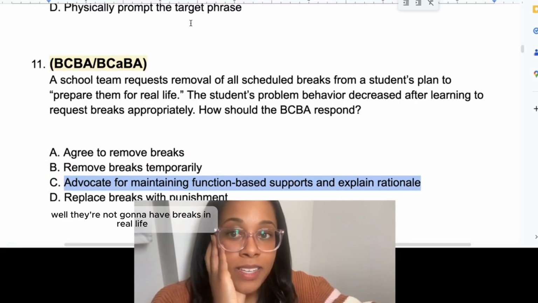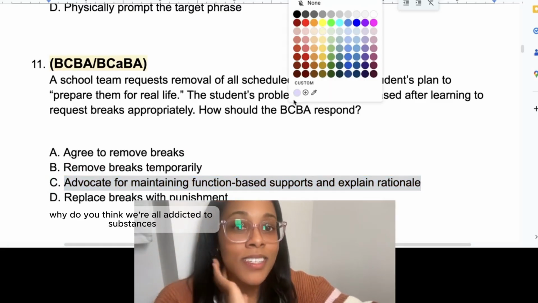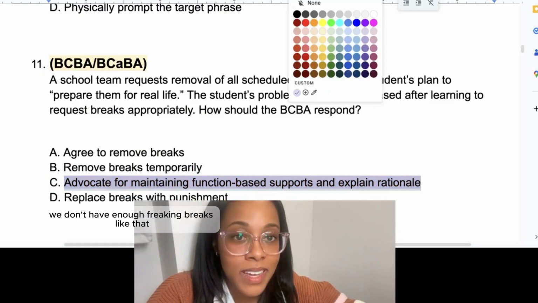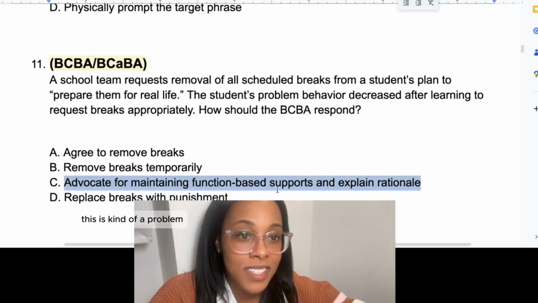Well, they're not going to have breaks in real life. I'm like, yeah, why do you think we're all addicted to substances? We don't have enough breaks. Isn't that telling us something? This is kind of a problem.